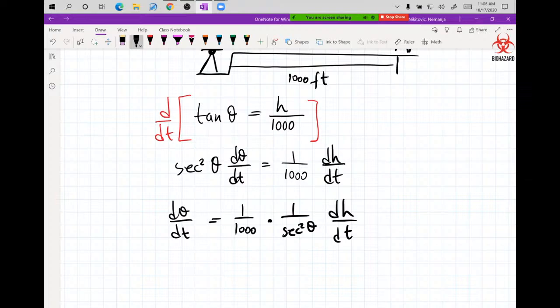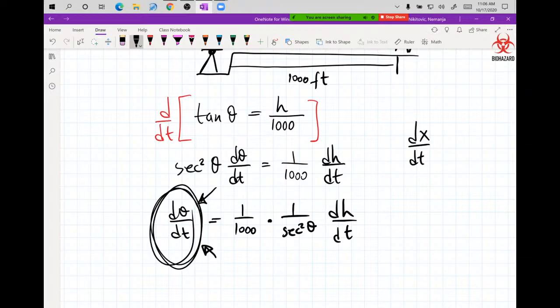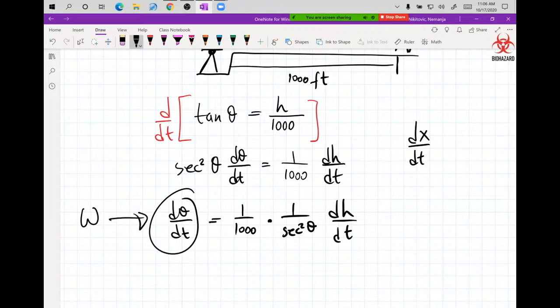Now, change in angle in time. If this is change in position in time, and we call that velocity, then change of angle in time has to be angular velocity. This thing over here is your omega that you want. That's the one.